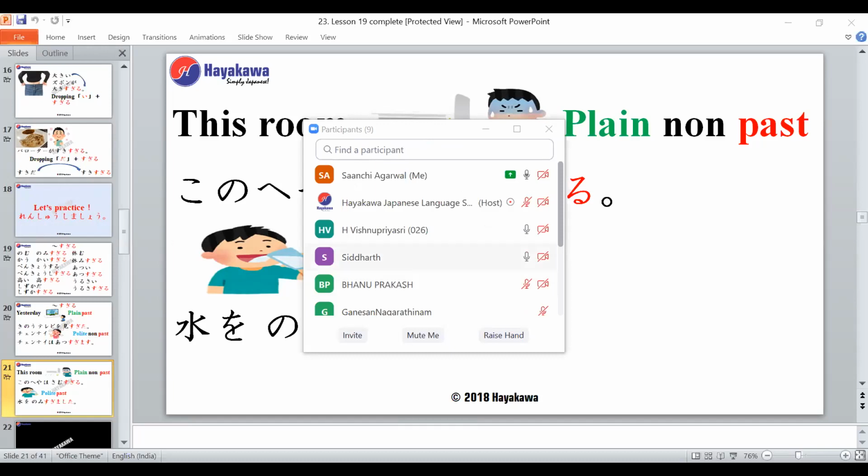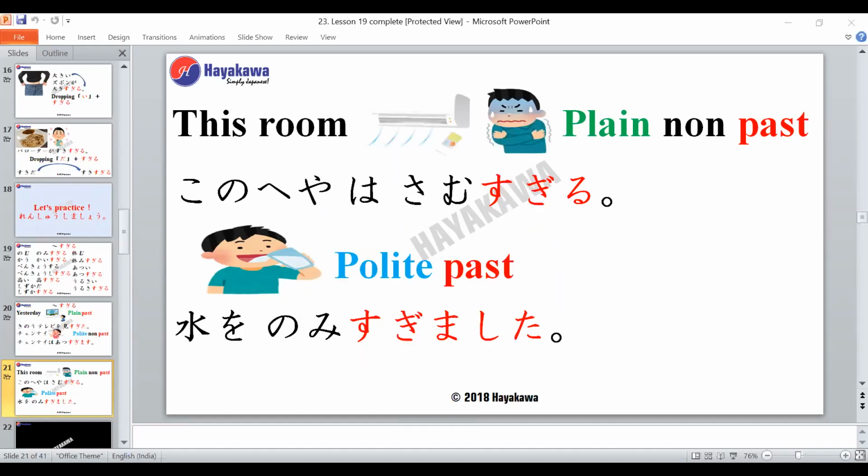Sugimasu in the present tense, Vishnupriya-san. Now the past tense will be sugimashita. Very good, Vishnupriya-san. Arigato gozaimasu. So mizu o nomi sugimashita. Any doubts over here? No sensei. So we move ahead with the grammar.